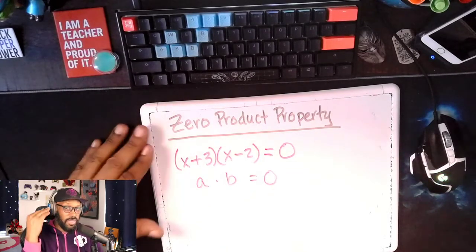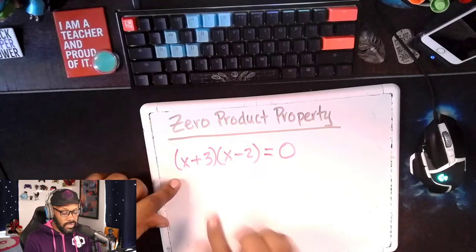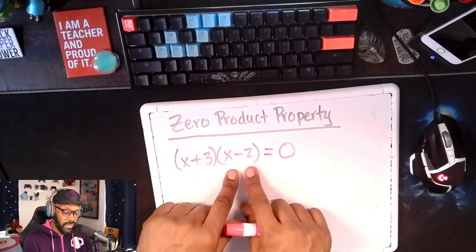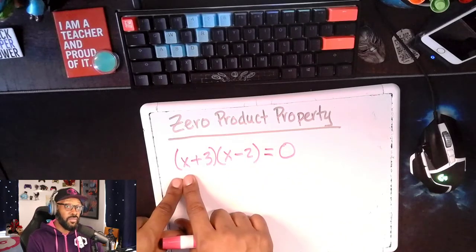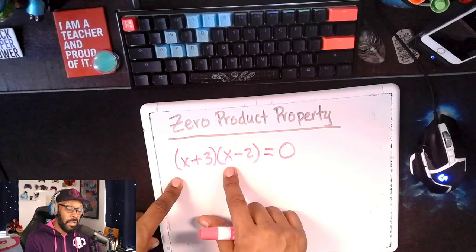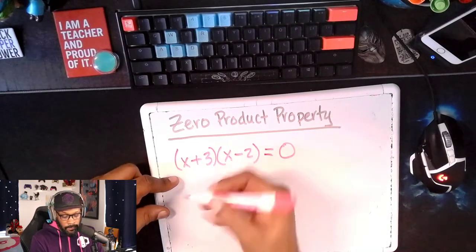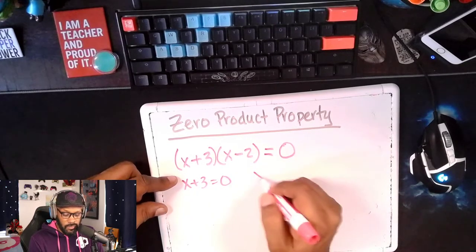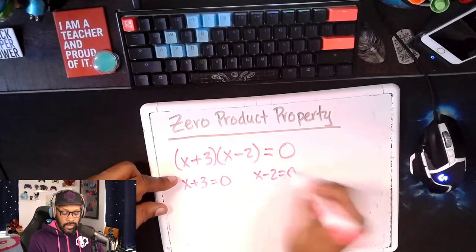So with that theory in our heads, what can the value of this turn out to be to make it 0, and what can this be? If you said -3 here, you're right, because that would make that 0. And if you said 2 here, that would make that 0. And how you could show that is to set both binomials equal to 0 and solve.